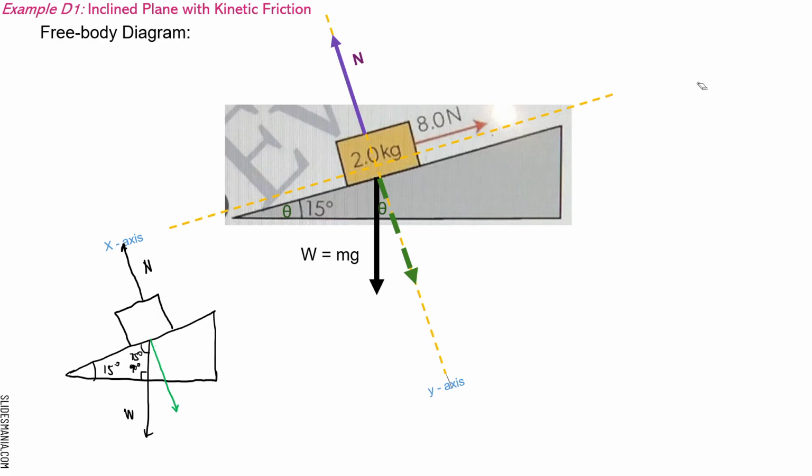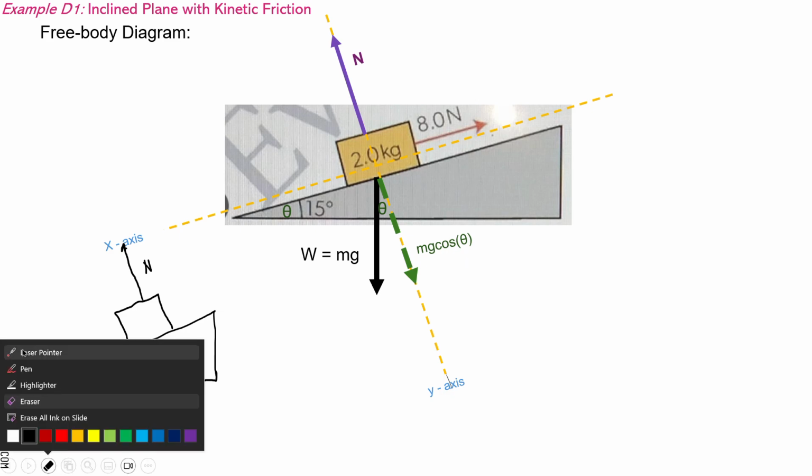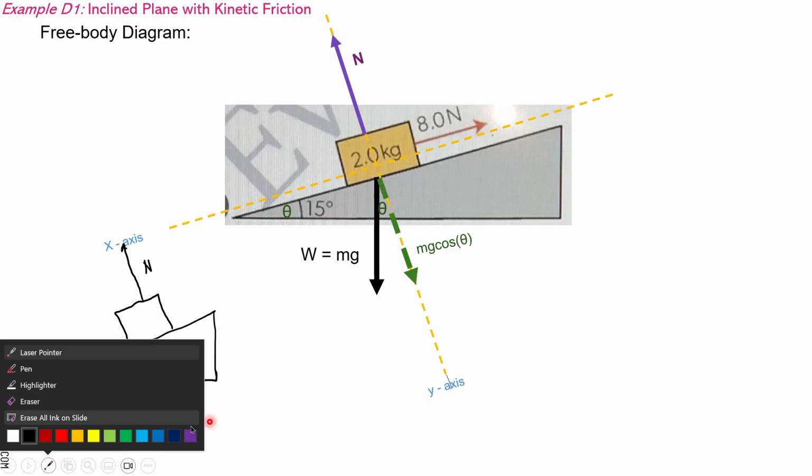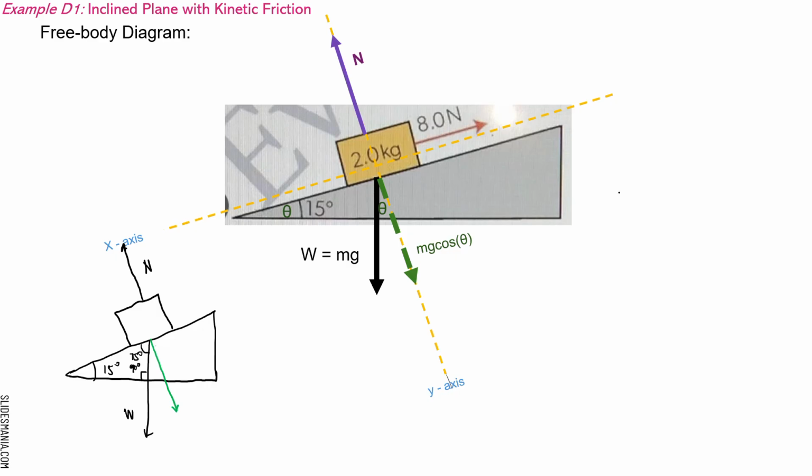What else do we know about this free body diagram? The green dashed line is mg cosine theta. Because we know that this angle right here is also theta, then this green dashed line is mg cosine theta. So let's do a bit of trigonometry now. So SOHCAHTOA.